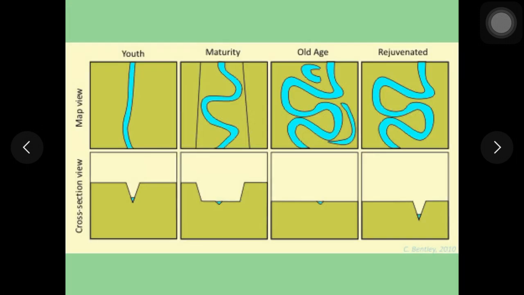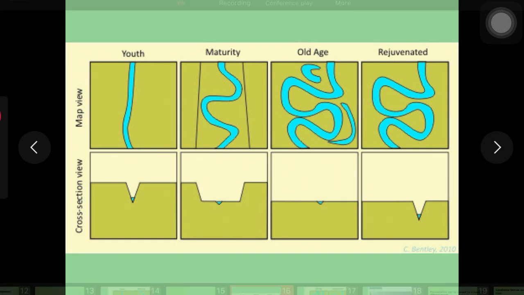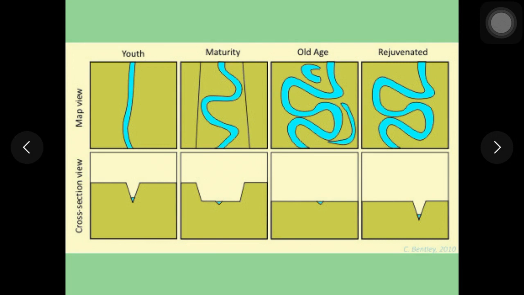Now here again you can see the youthful stage and the matured stage. This is the top view on the top, and the one below is the cross section perpendicular to the flow direction. Then the older stage, where the channels are very wide. And when rejuvenation happens, when the graded profile of the river changes or drops down, a river erodes its own channel vertically, it downcuts its own channel, and you see formation of a V-shaped profile. So this is nothing but the rejuvenation of a river, becoming young again.